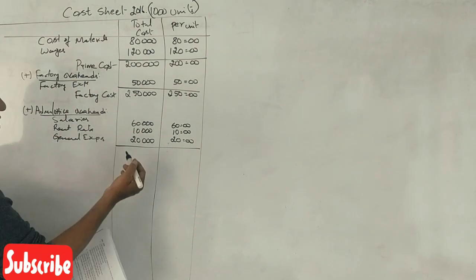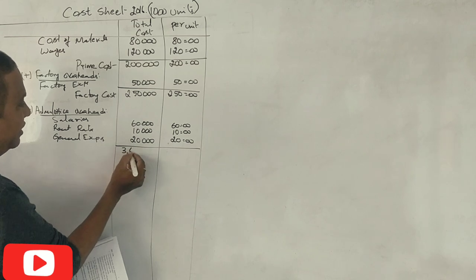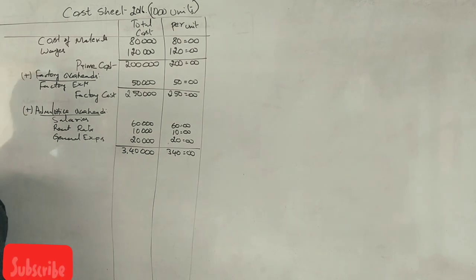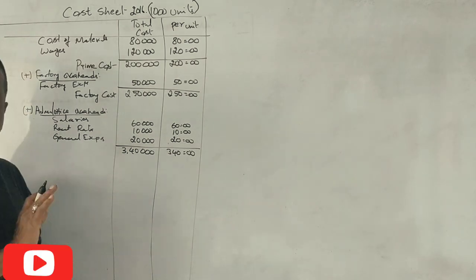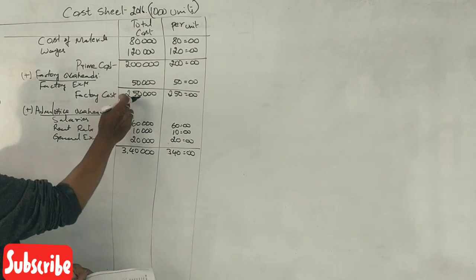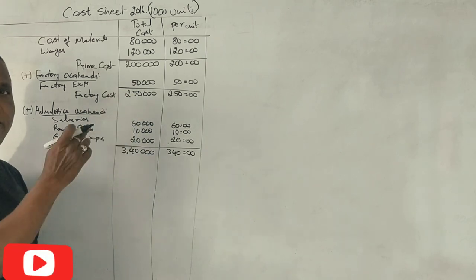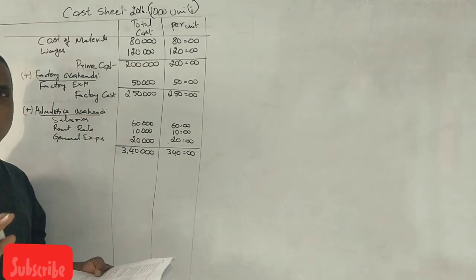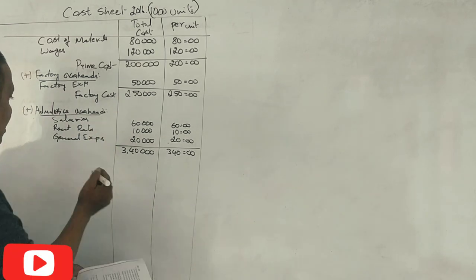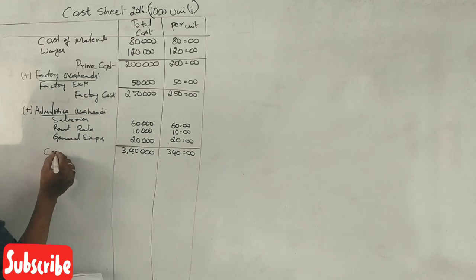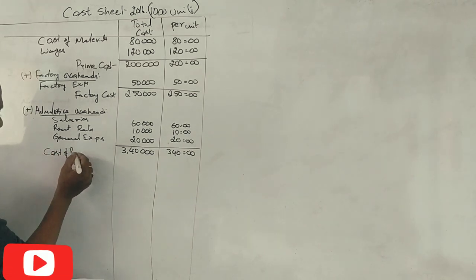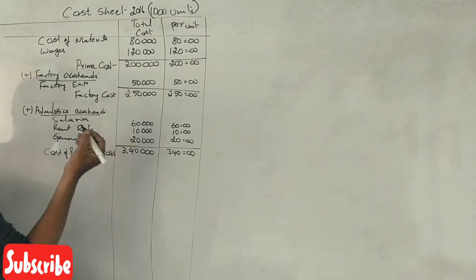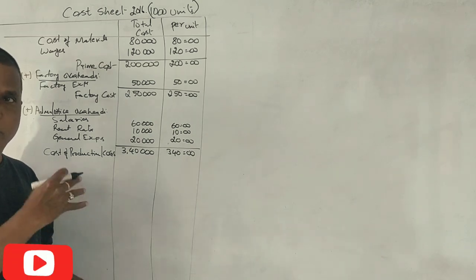Add all these things, 340,000 rupees. And this becomes 340 rupees per unit. Everything should be added: 2,50,000 plus 60,000 plus 10,000 plus 20,000. There is no item that has to be minus here. This is called cost of production. Or we also call it cost of goods sold. Both are same. In this question, both are same.